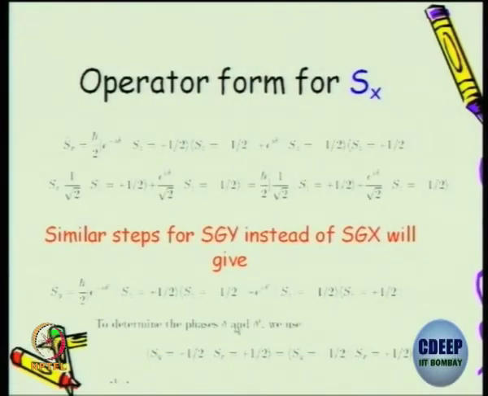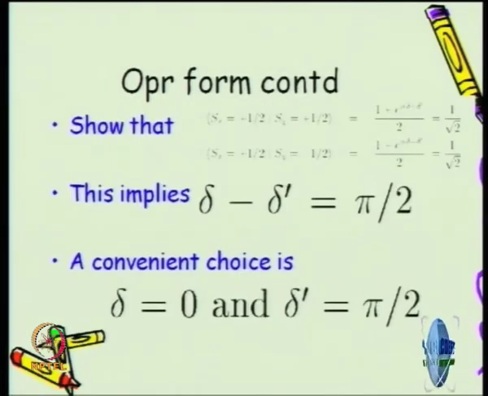So now to determine the phases delta and delta prime, we can also do the superposition, the Stern-Gerlach, first along x and then along y. Again you will have equal intensity. So in the superposition of an Sx state, there will be equal components of Sx equal to plus half and minus half in a specific Sy state, or vice versa. So that means the probability should be equal. Use this fact and try and fix what are the delta and delta prime choices.